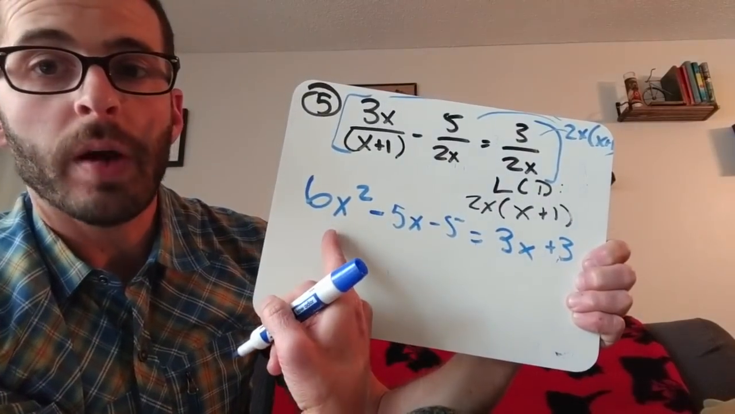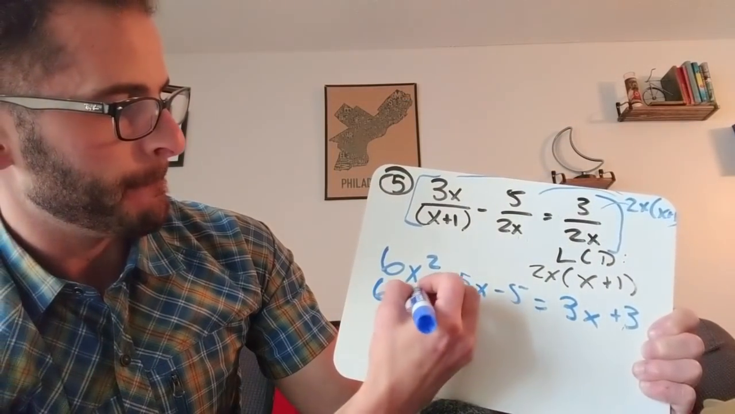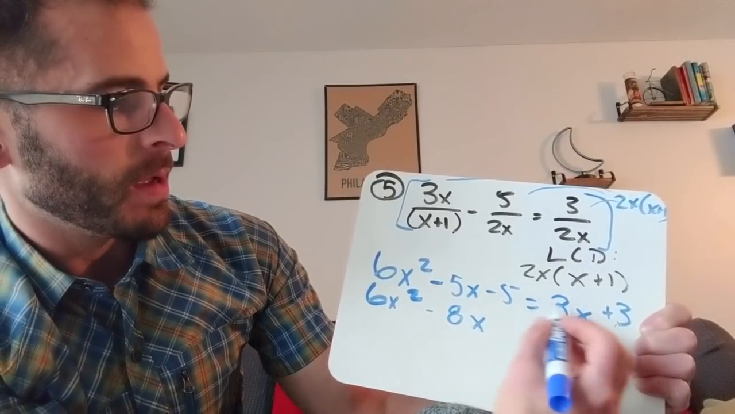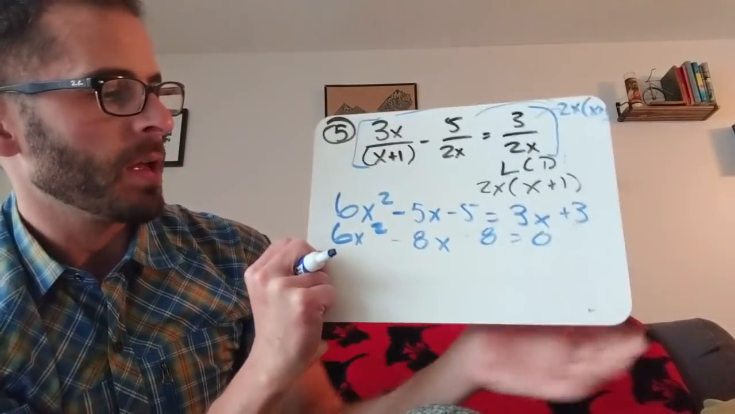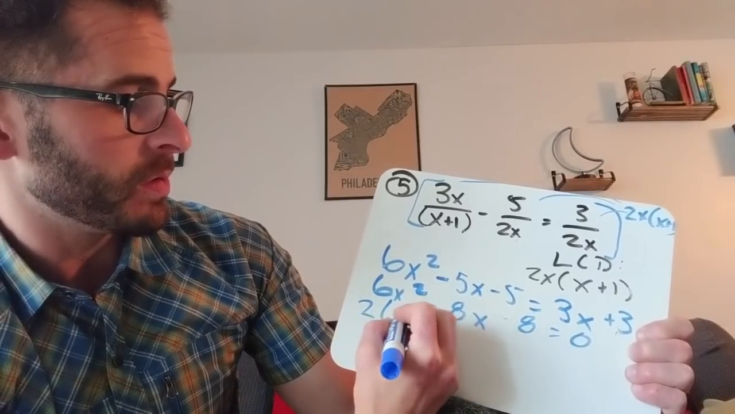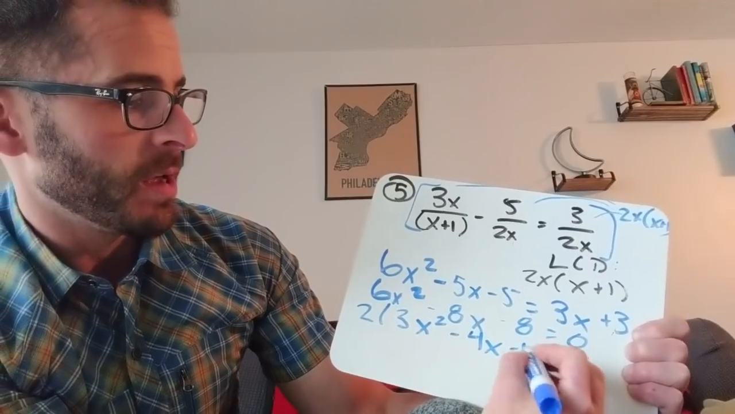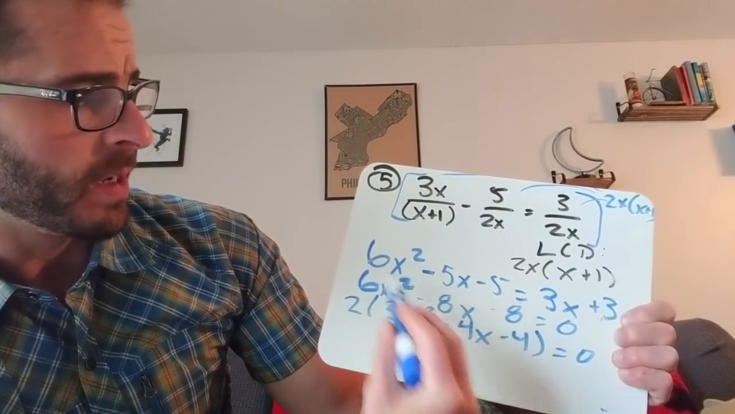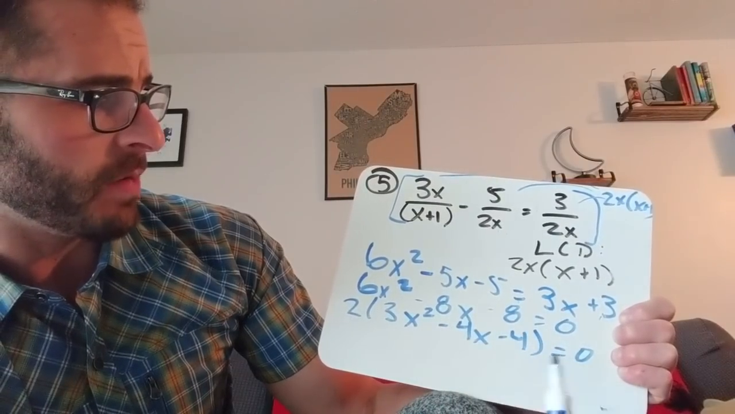All right, looks like I have a squared, so I have to move everything over here. 6x squared, take away the 3x, and take away the 3 equals 0. I guess I can take out a 2. So I'll take out a 2, and I'll have 3x squared minus 4x minus 4 equals 0. I'm going to just check that real quick. 6x squared, yep. Boom. Negative 8x, negative 4.